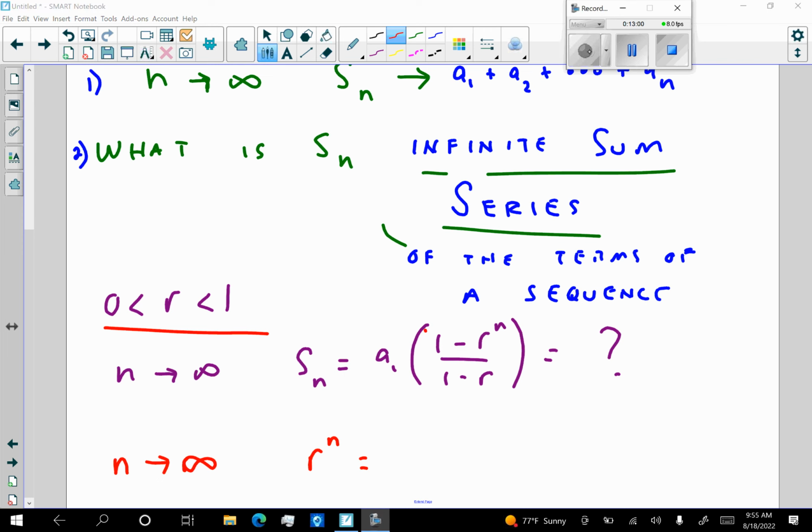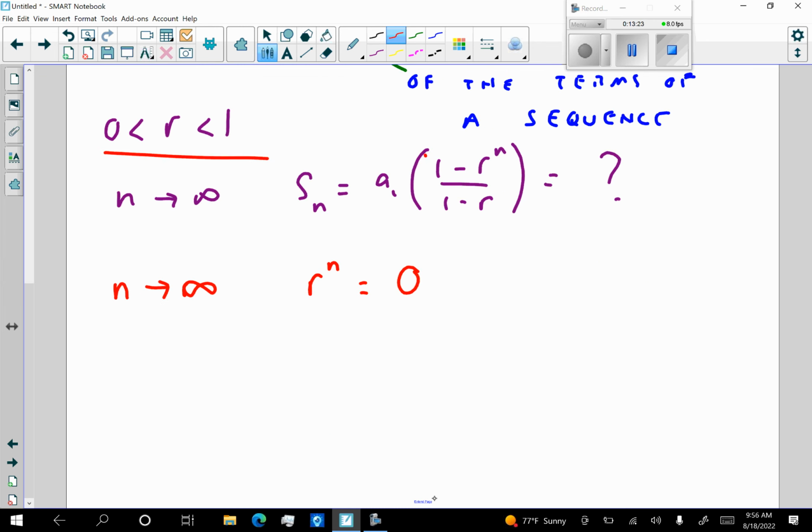So then my question is, yes, you are correct. If r is between 0 and 1 and n goes to infinity, r to the n goes to 0. And that's a property of exponential functions, because the base, which is r, is less than 1, and it's going to keep getting smaller, so r to the n goes to 0. So then I'll ask you again: where does S sub n go as n goes to infinity?